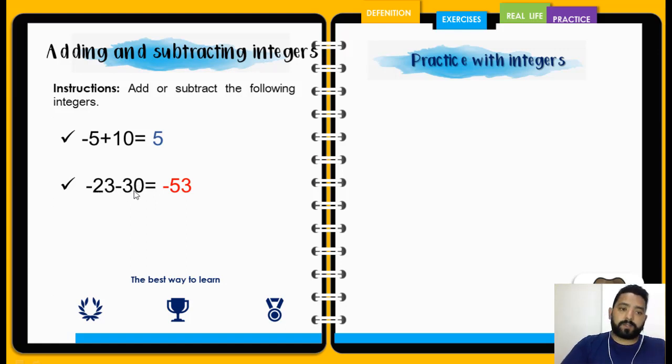Now we have negative 23 minus 30. Equal signs because it's negative 23 and negative 30. So equal signs, we add them and keep the sign. Remember the rule. You have to memorize the rule.